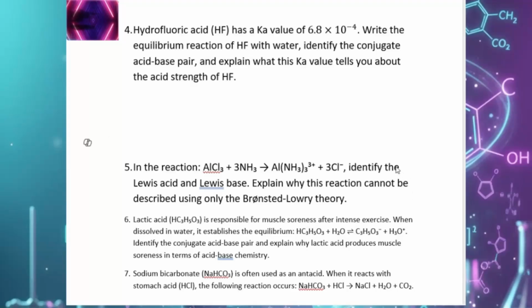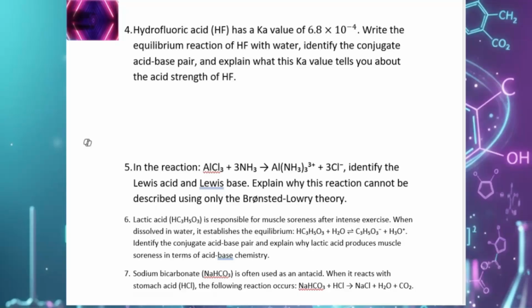Number 4, they want you to write the equilibrium constant. Basically, in number 4's problem, all you're doing is writing out the conjugate acid base pairs. You're going to identify the conjugate acid base pairs and write the equilibrium reaction of HF with water. So you've got to figure out how to write this out.